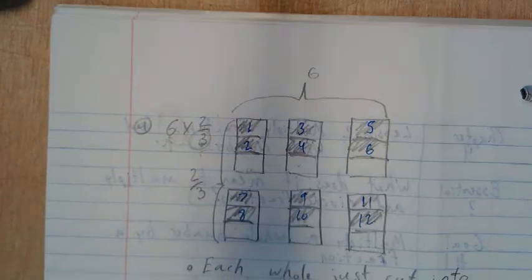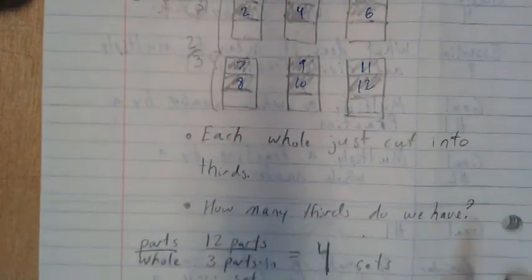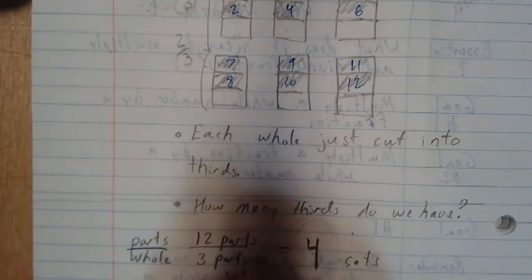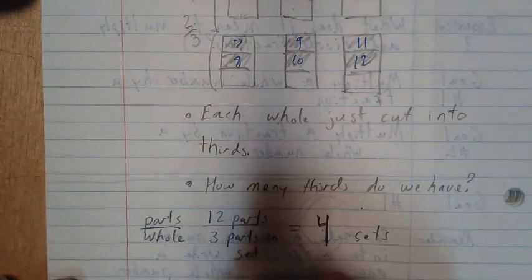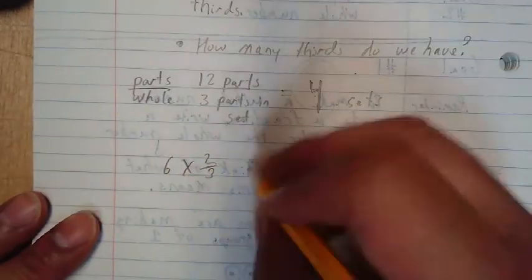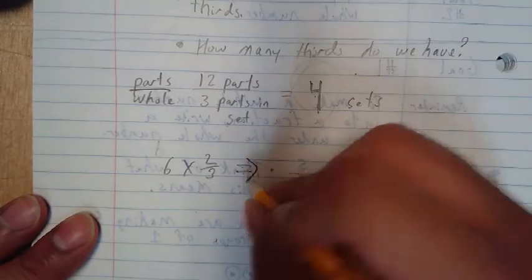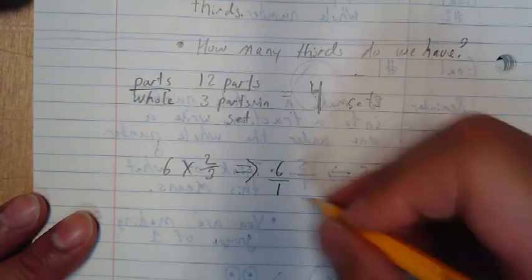But anyways, let's just keep going. Hopefully it'll make more sense. I just want you to show what's going on, okay? Now the equation part. The equation is easy, all right? 6 times 2 thirds. We're going to change the whole number to a fraction. I already showed you earlier. Put a 1 under it.